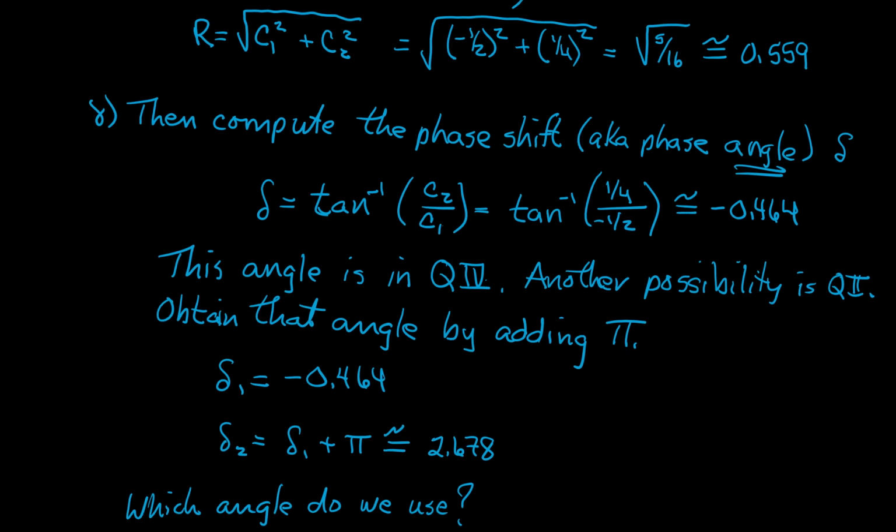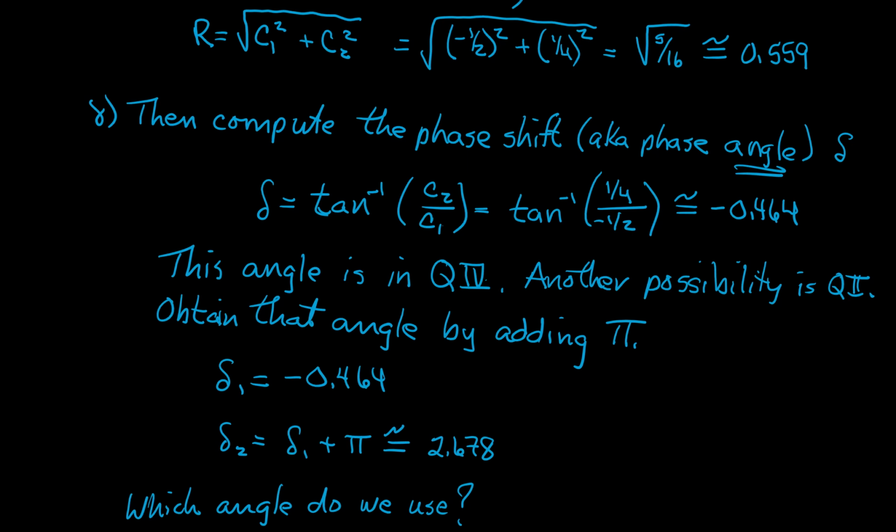The next thing to do here is to compute our phase angle. If you'll recall, that value for delta is the arctangent. Be careful, it's C2 over C1. Be real careful to notice that. People are inclined to do C1 over C2. That won't get you where you want to be. So we're going to do the arctangent of the C2 value, 1/4, divided by the C1 value, a negative 1/2. And when you compute that, using radians, you get a negative 0.464.